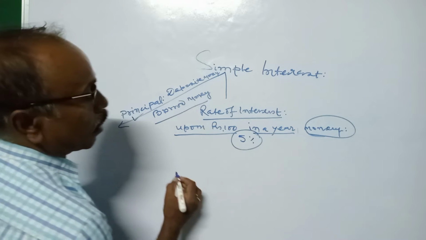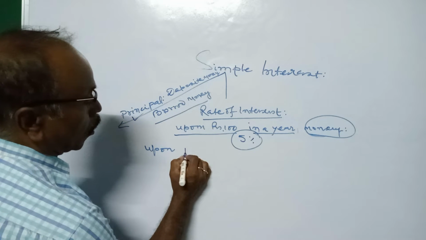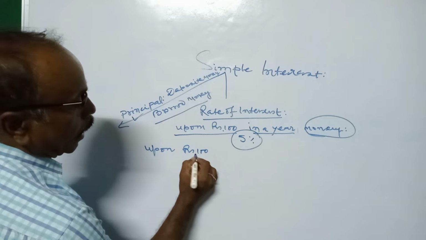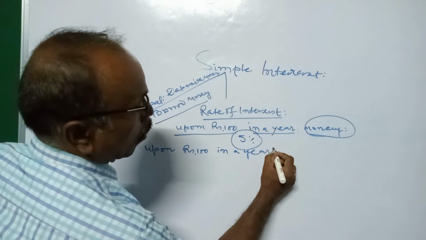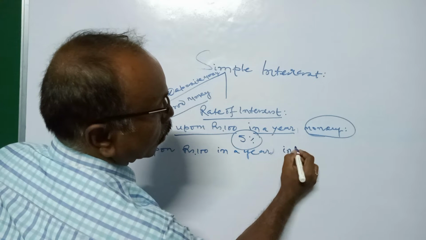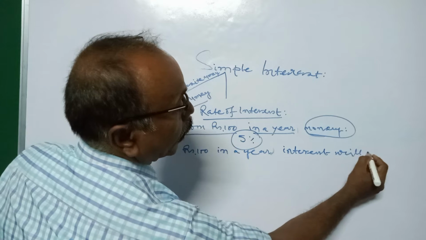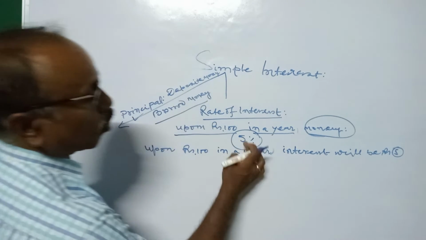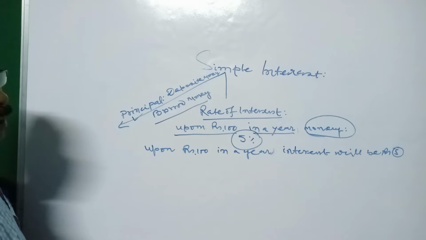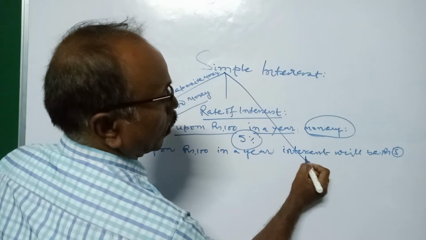What do you mean? Upon rupees 100 in a year, the interest will be rupees 5. This is called 5% interest. Am I clear? Now, time period.